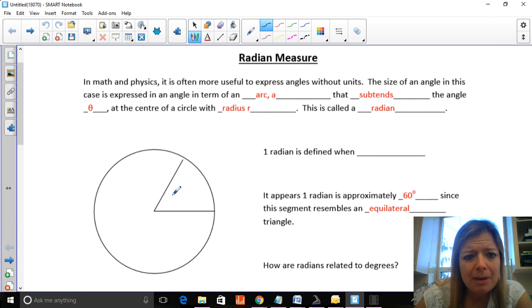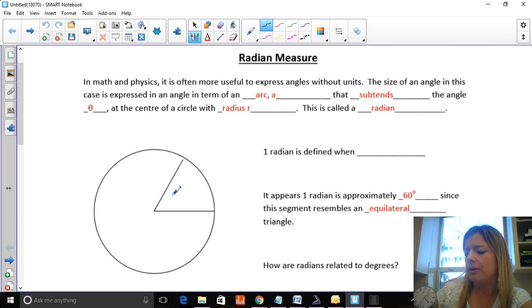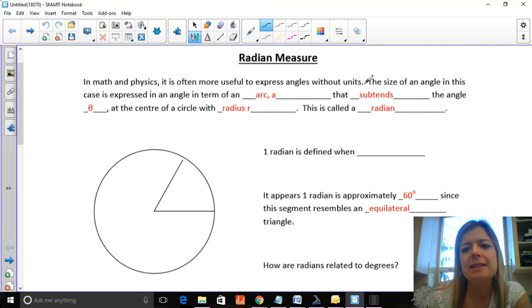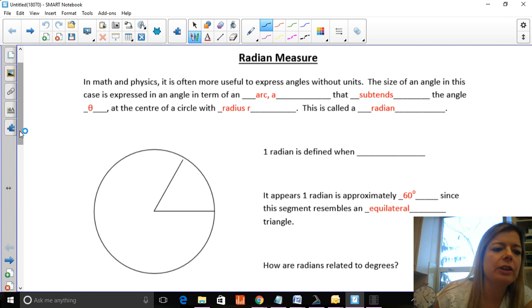So in math and physics, let's go through this note now. In math and physics, it is often more useful to express an angle without units, so without degrees. The size of an angle in this case is expressed in terms of an arc, which we call A, that subtends the angle theta at the center of a circle with radius r. This is called a radian.